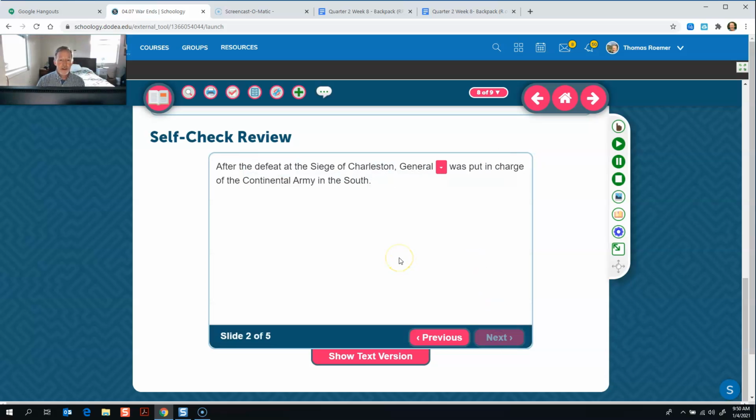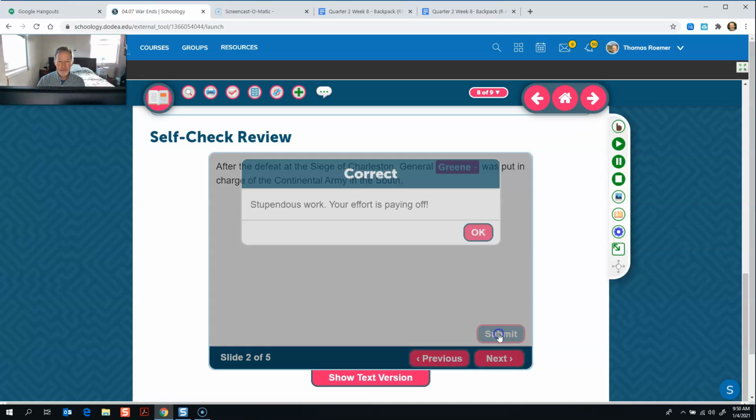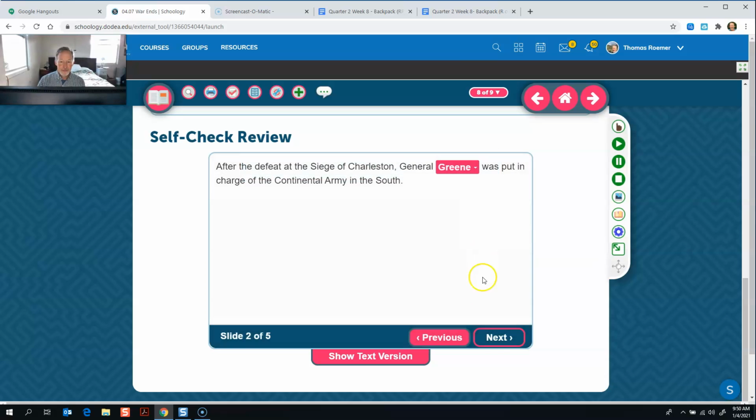After the defeat at the Siege of Charleston, General blank was put in charge of the Continental Army in the South. So who was put in charge? Now I know it's a color. These ones just sound kind of silly. It was General Greene. Can you imagine General Rouge?